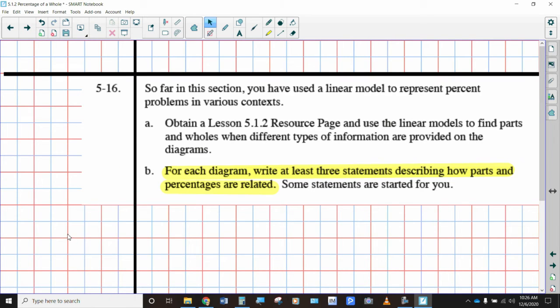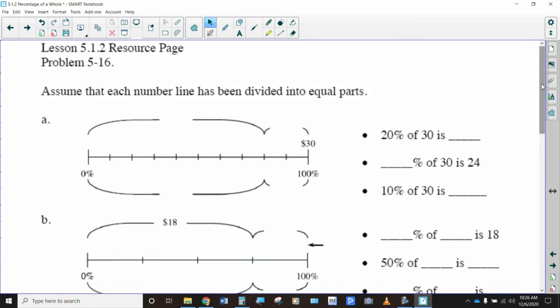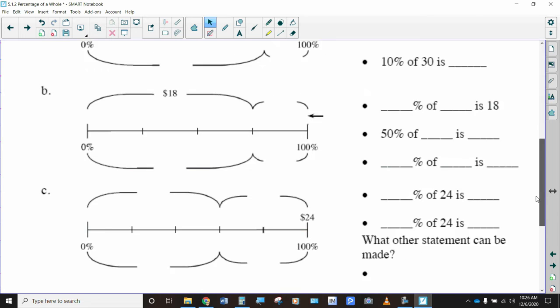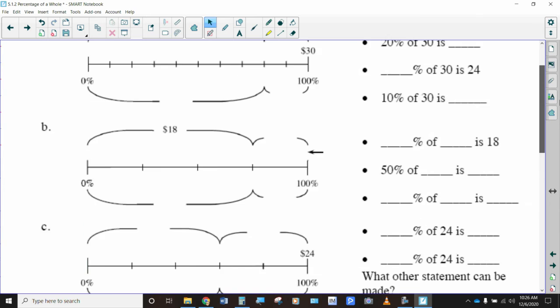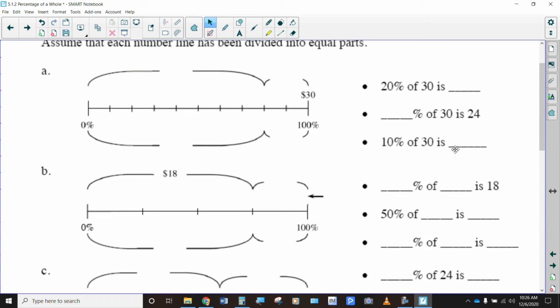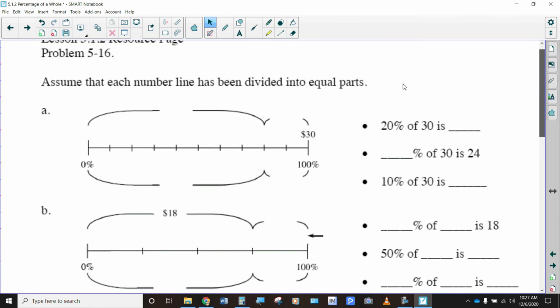All right, so now is where we're going to take this resource page. And this is what we want you to do. It says we're going to write at least 3 statements describing how parts and percentages are related. And in this particular worksheet, you've got a total of 5 different situations, maybe there's 6, A through F. And the statements are started on the right. So this is what I need for you to do. This is going to take a little bit of time. We're going to pause this video, and you copy down all of this information or print it off, and go ahead and fill in the missing parts. And I'm going to go ahead and model A for you so you know exactly what we need to do.